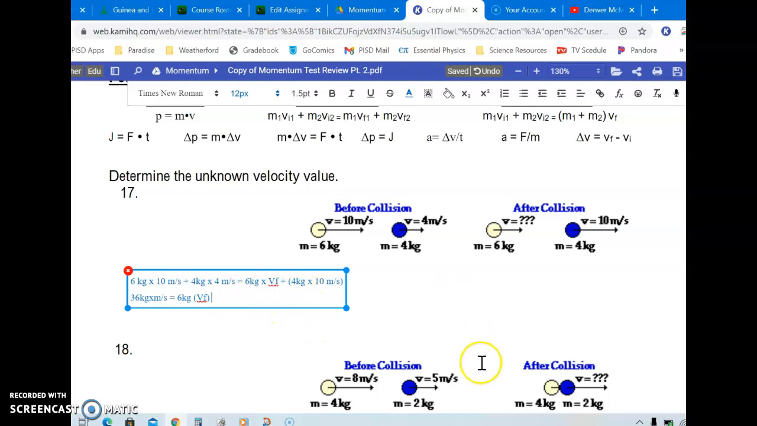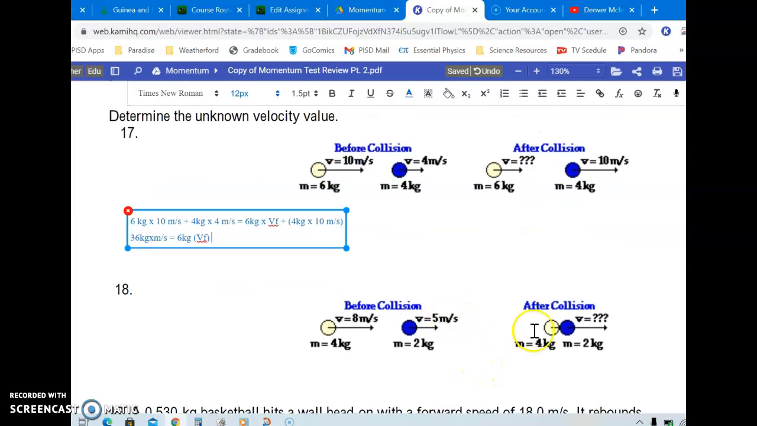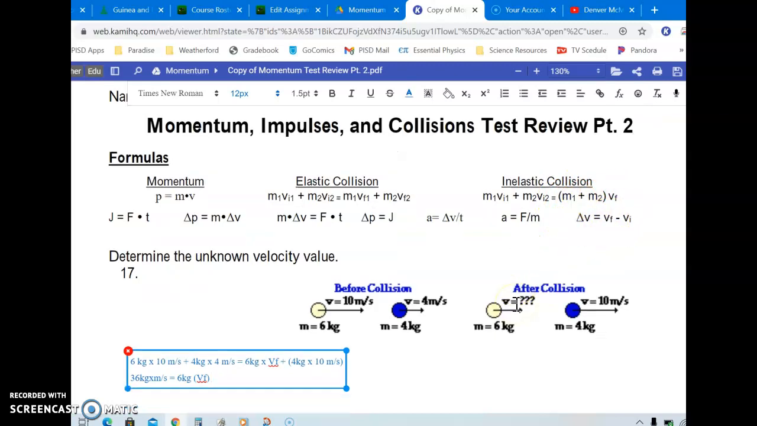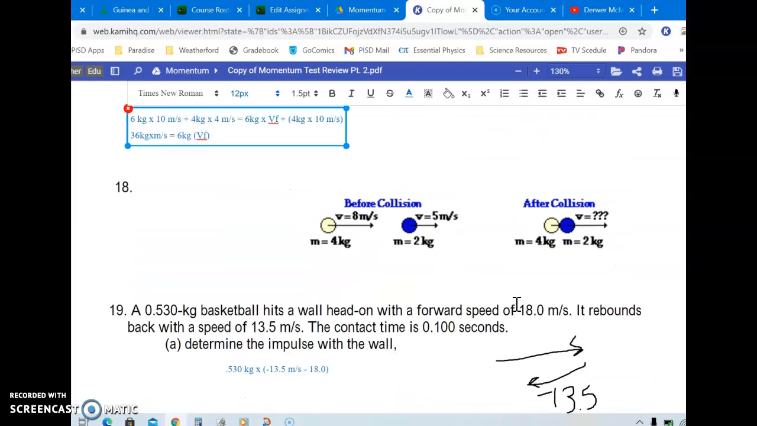Now this one would be similar, but the previous one was an elastic collision. They bounce apart, and that's why we had two separate velocities at the end. On this one, they stick together, so you will use the inelastic. This side, same thing, mass times velocity plus mass times velocity. But on the other side, since they're going the same speed, we can add their masses together and multiply it times VF. And it's actually a little shorter than doing it the other way.